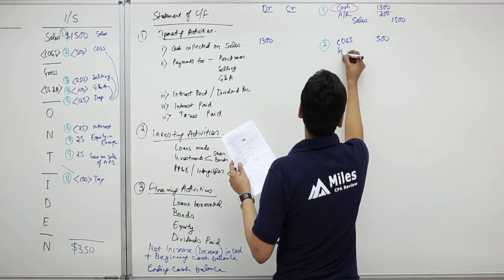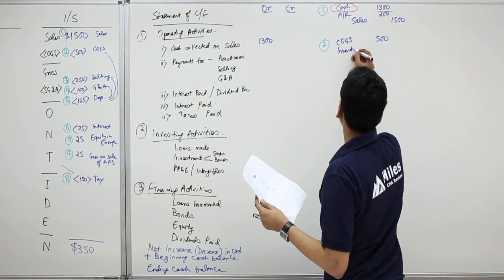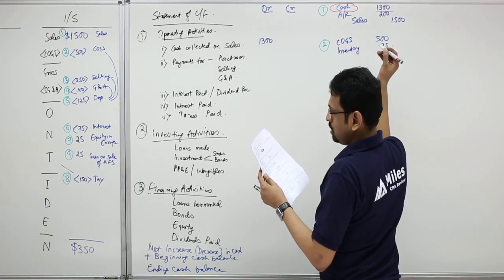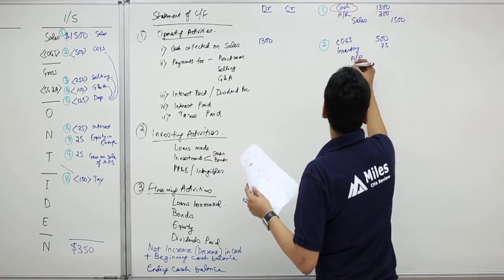Inventory is increased by 75. Inventory, that's a debit account. Increase means debited further. Accounts payable, that's a credit account. Increase in accounts payable, credited further.